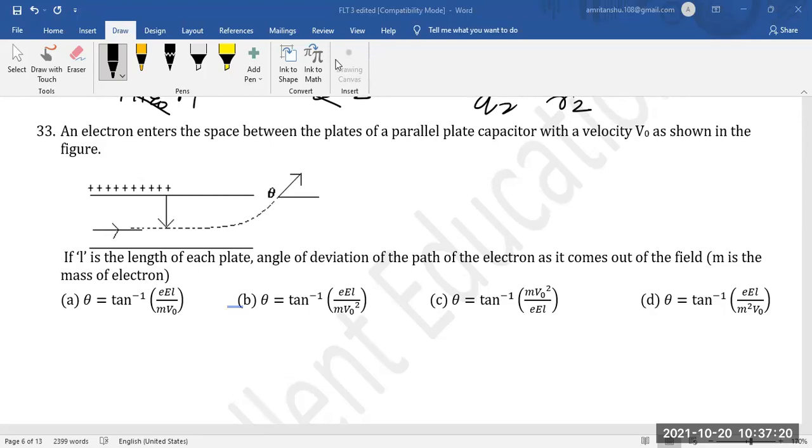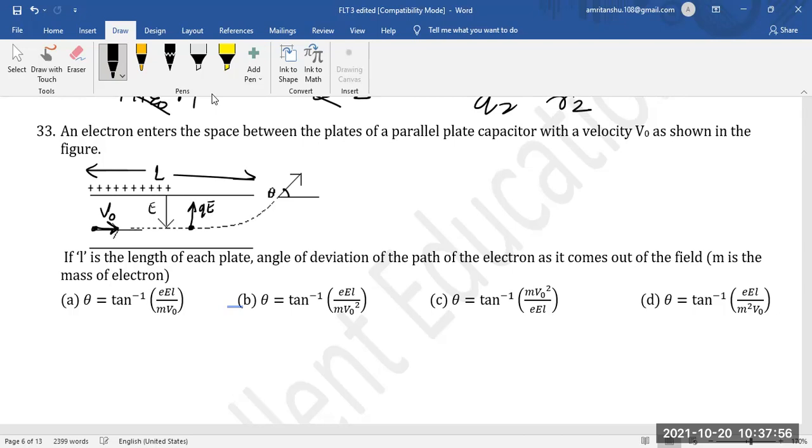So for question number 33, let us see. Here what we are given is the velocity is V naught, and we're supposed to calculate this angle theta over here. So what we can see from here is the length of this plate is L. So if this is an electron, and we know this is a positive plate, this is going to be negative plate, electric field is like this. So force on this electron is like this.